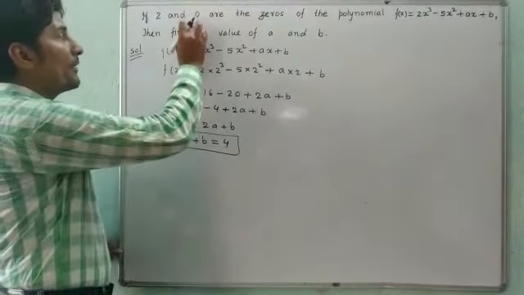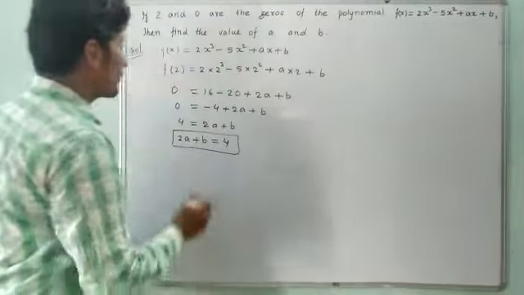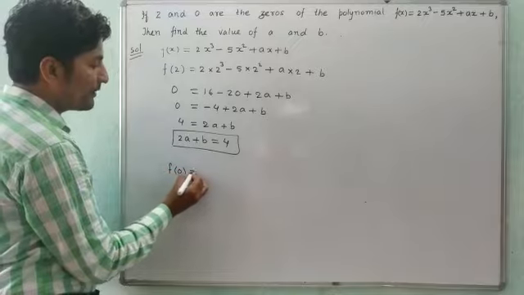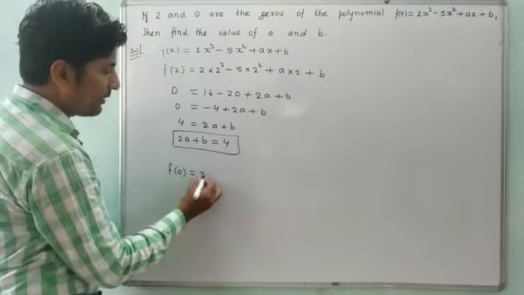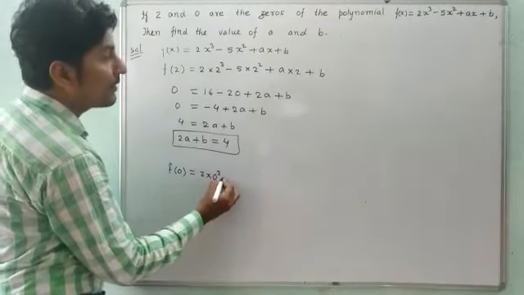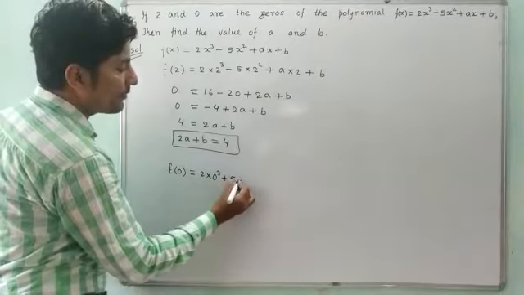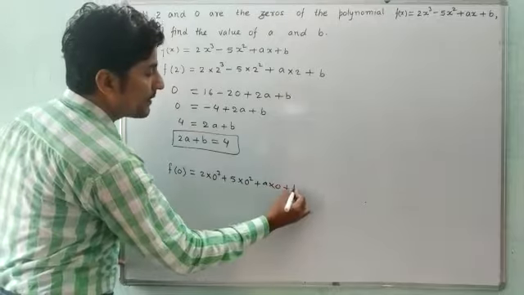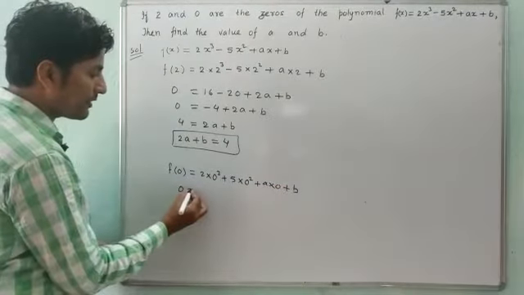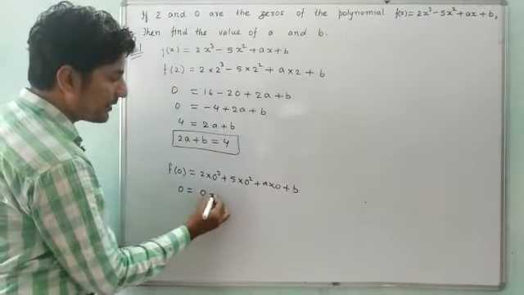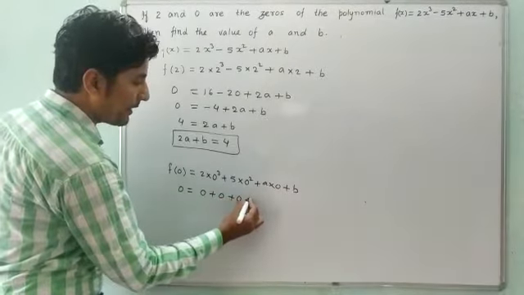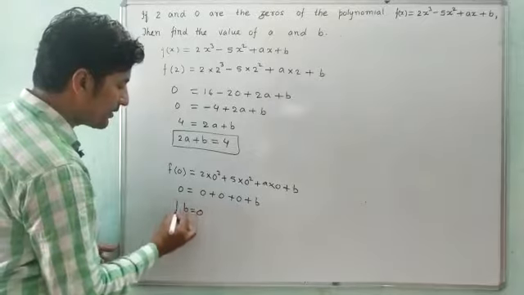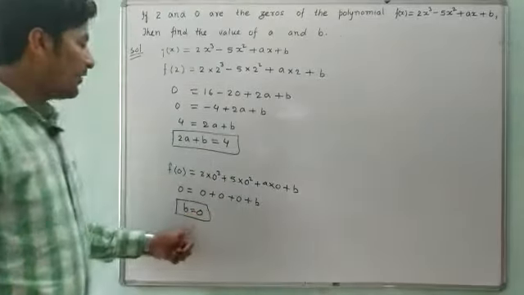Similarly, we can put the value 0 in the given equation. Now this time we are going to find the value of f(0). f(0) will be equal to 2 × 0³ − 5 × 0² + a × 0 + b. So this must be equal to 0. Here the result will be 0 + 0 + 0 + b, and finally we can say that b = 0. We got the value of b.